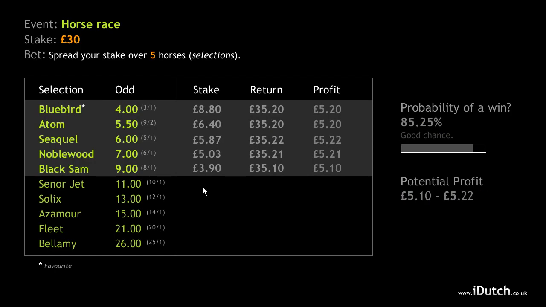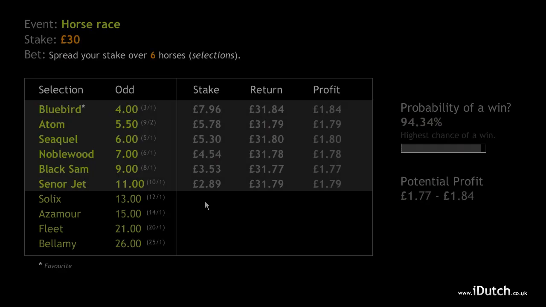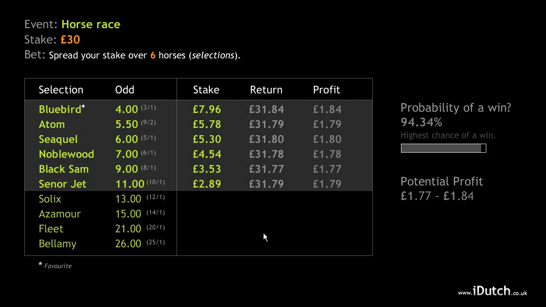As I'm sure you have predicted, we are now covering 5 horses, with a return of £35 and a potential profit of £5. Our probability has now hit 85%. We are now covering the 6 favourite horses, with a return of £31 and a potential profit of £1.80. You may have guessed that we have now hit our threshold at 94%. Albeit that the profit is slightly lower, we have actually dramatically increased our chances of winning.